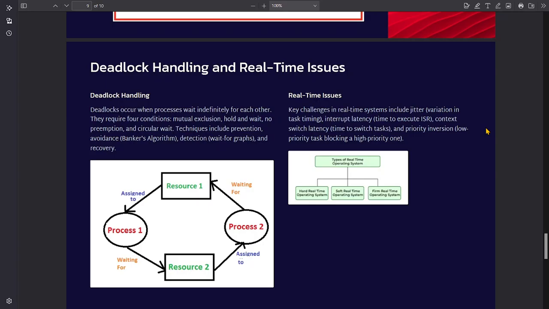In real-time systems, other issues include jitter, variation in execution time; interrupt latency, which means the delay in handling interrupts; and priority inversion, which means a condition where a low priority task holds a specific resource needed by a high priority one. These can seriously impact system reliability if not handled well.